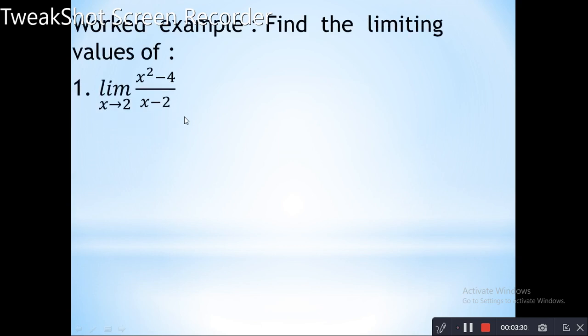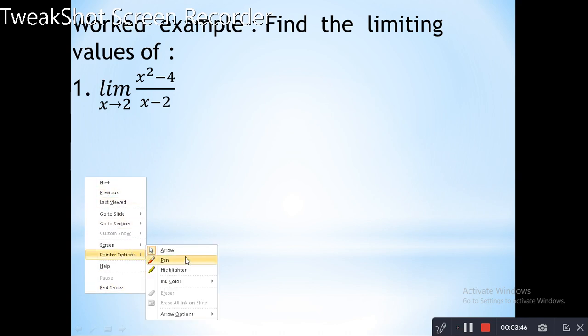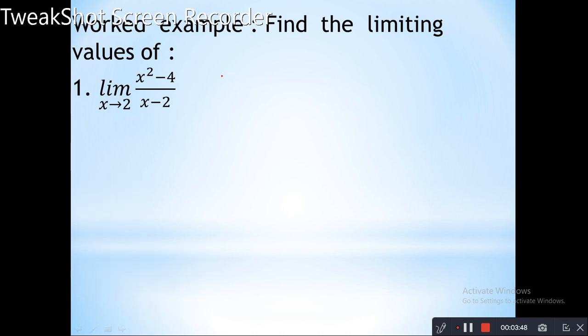So let's look at a worked example for finding the limits of rational functions. Now we are finding the limit of x squared minus 4 all over x minus 2 as x approaches 2. What then do we do? When we substitute 2 here, from the general rule that we have to substitute x by 2, we'll be getting 2 squared minus 4 all over 2 minus 2. And we'll find out that we get 0 for the numerator and also 0 for the denominator.